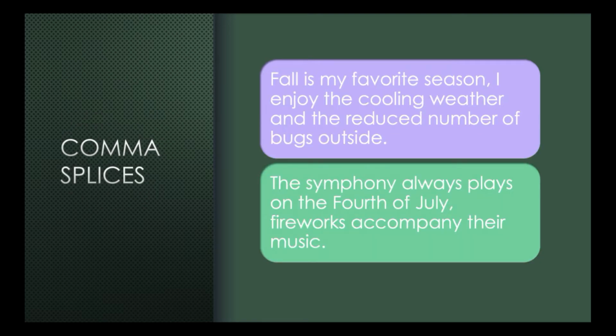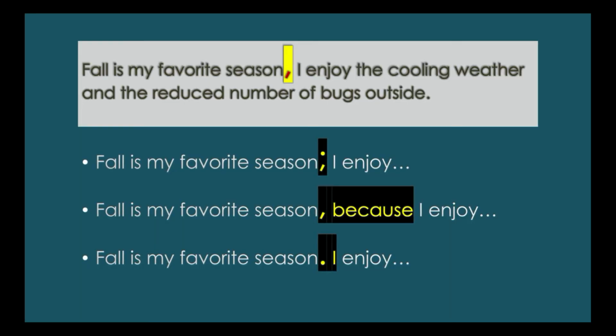These were our 2 comma splice offenders. Each example contains 2 independent clauses that are only joined by a comma, a big no-no. Here's our first one. Fall is my favorite season, comma, I enjoy the cooling weather and the reduced number of bugs outside. Our issue occurs with the comma right after the word season, so we can change the comma to a semicolon, or we can keep the comma and add an appropriate conjunction immediately after it, to connect the 2 independent clauses and to guide the reader into the second independent clause. Finally, we could make these 2 into their own separate sentences, capitalizing the first word of the second independent clause.